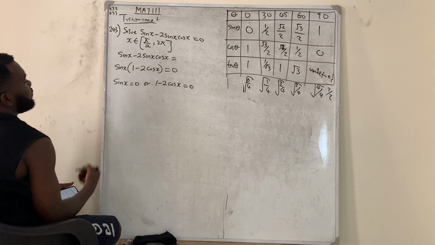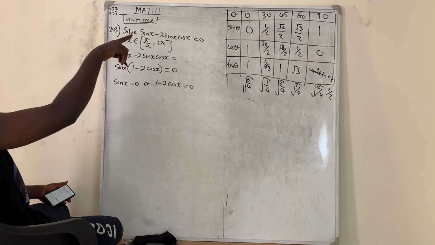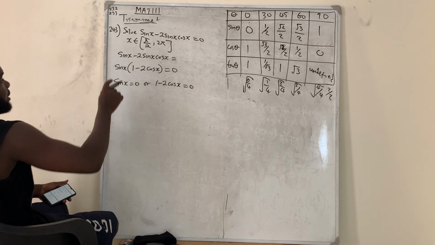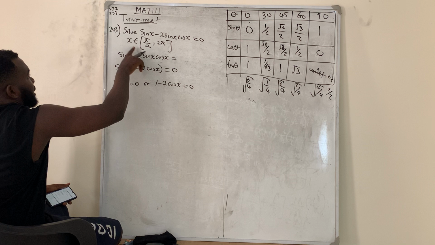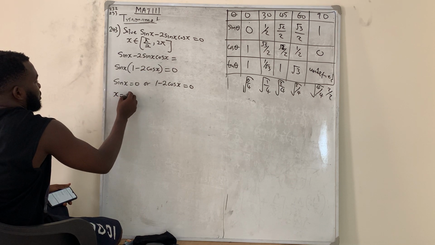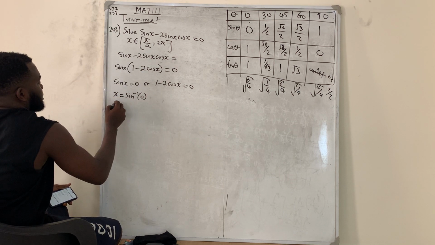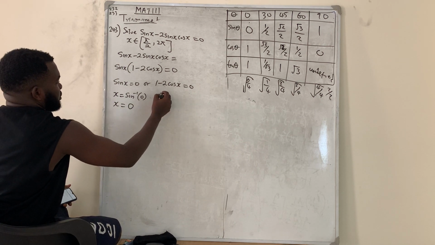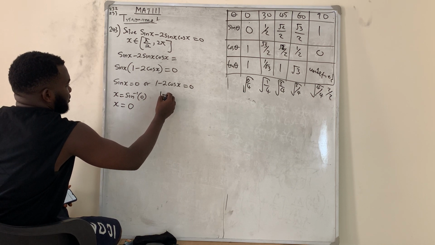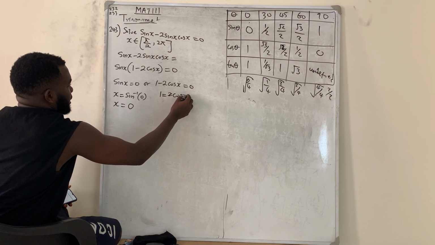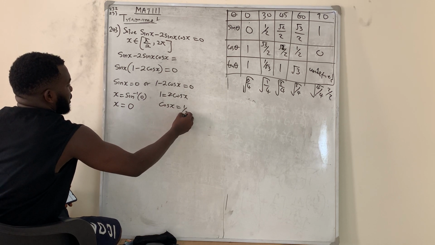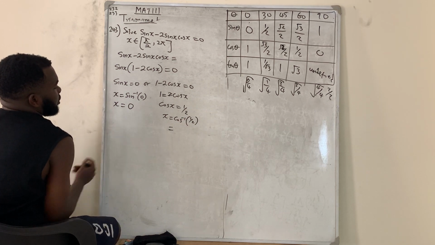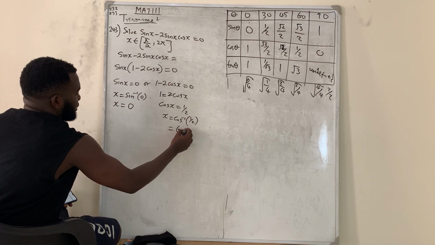So what will give you 0 for sine? If you look at that, you see that sine 0 is giving me 0. But they say that x falls between, watch here, x is equal to the sine inverse of 0, and sine inverse of 0 is 0. Okay, but coming to this place, 1 will be equal to 2 cos x. So therefore cos x will now be 1 over 2. So x will now be the cos inverse of 1 over 2, which will give you 60 degrees.